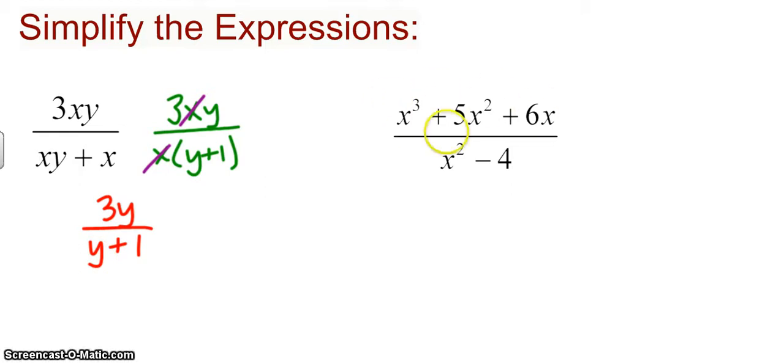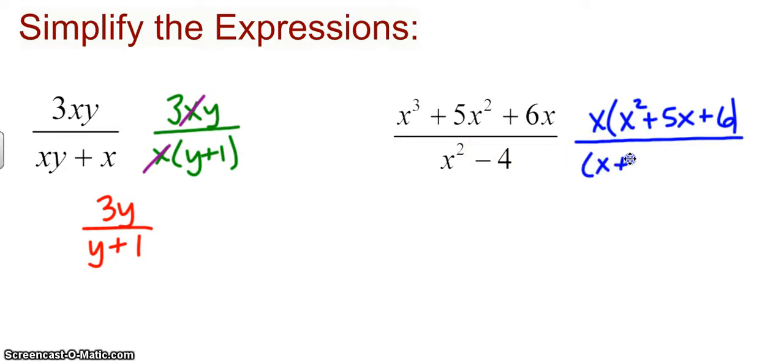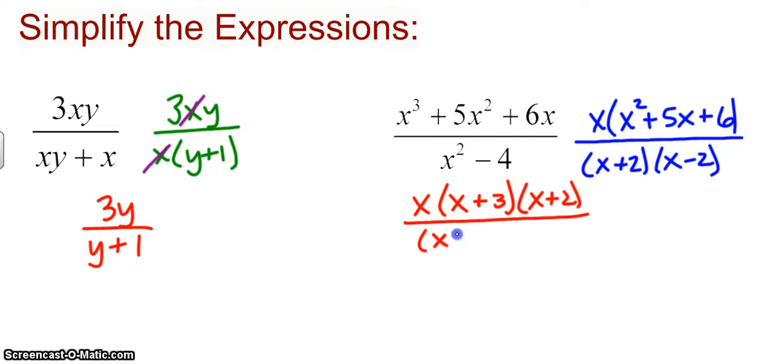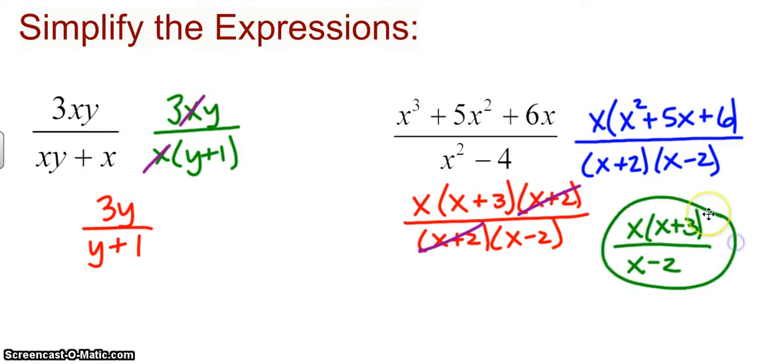Alright, next one. Greatest common factor in the numerator. Looks like it's going to be an x. If I take out an x, I'm going to be left with x squared plus 5x plus 6 all over the bottom, which is going to factor into a difference of squares, x plus 2, x minus 2. Nothing cancels yet, but if we think about that numerator, this trinomial will factor again. We're going to have x plus 3 and x plus 2, things that multiplied to 6 and added to 5, over x plus 2, x minus 2. We can cancel out an x plus 2 in the numerator and the denominator. So our final answer will be x times x plus 3 all over x minus 2.